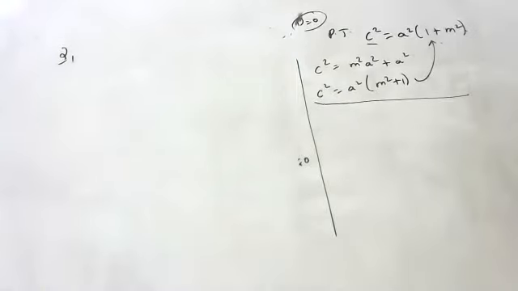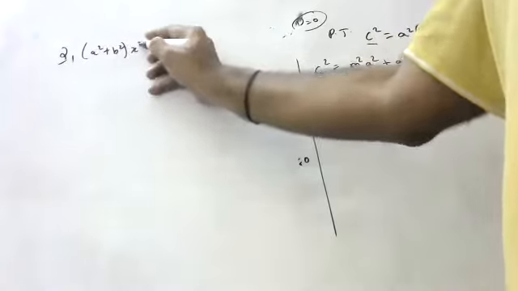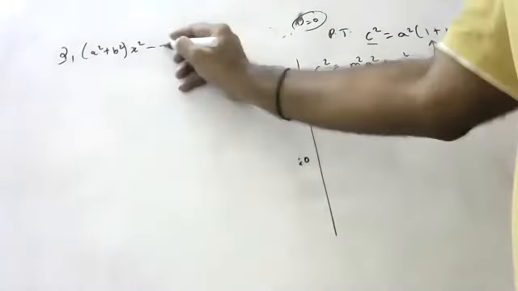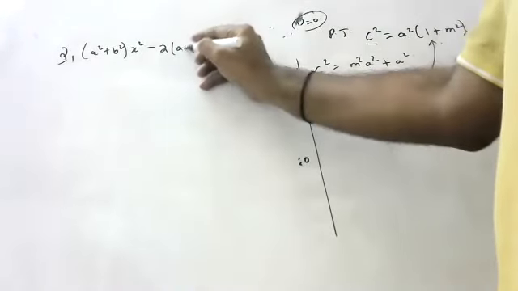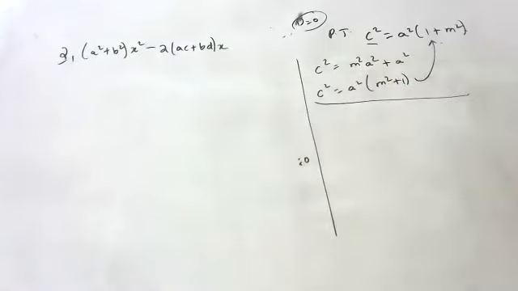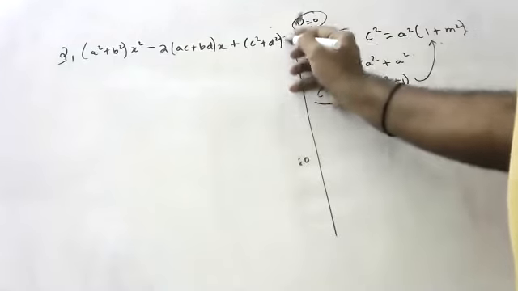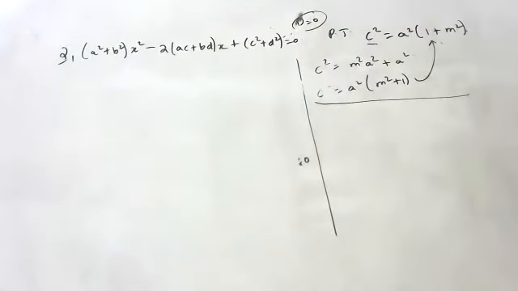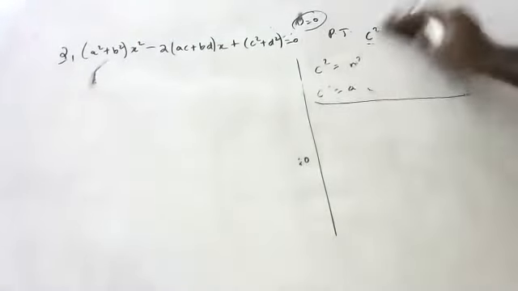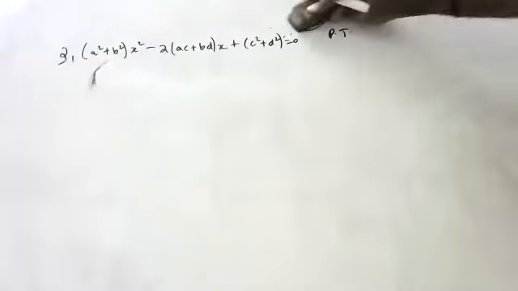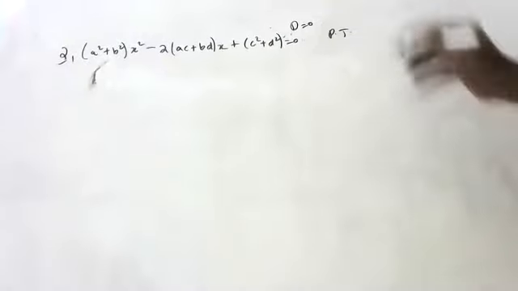Okay, children. If the roots of the equation (a square plus b square) x square minus 2 (ac plus bd) x plus c square plus d square is equal to 0, we have to prove that. Here also the condition is the same: they give equal roots. Then we have to prove that a by b is equal to c by d.